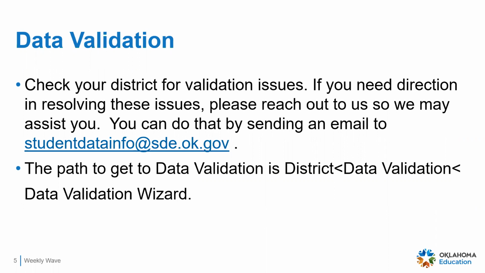And the way you get to your validation errors in the wave is you'll go to the district tab at the top, data validation, and then the data validation wizard. And it will show you if your district has any validation errors, or if they don't, it'll all show 0. So if you have questions, again, reach out to us at studentdatainfo@sde.ok.gov.